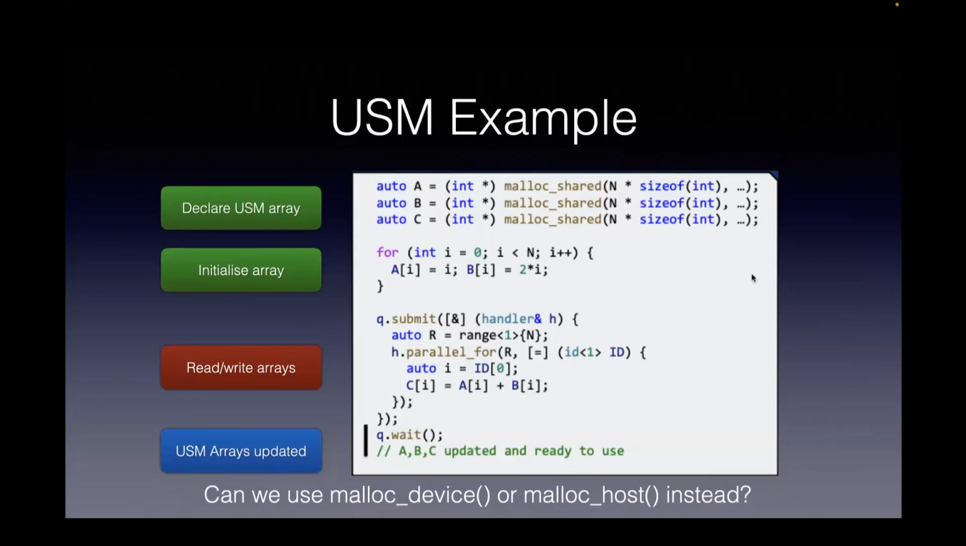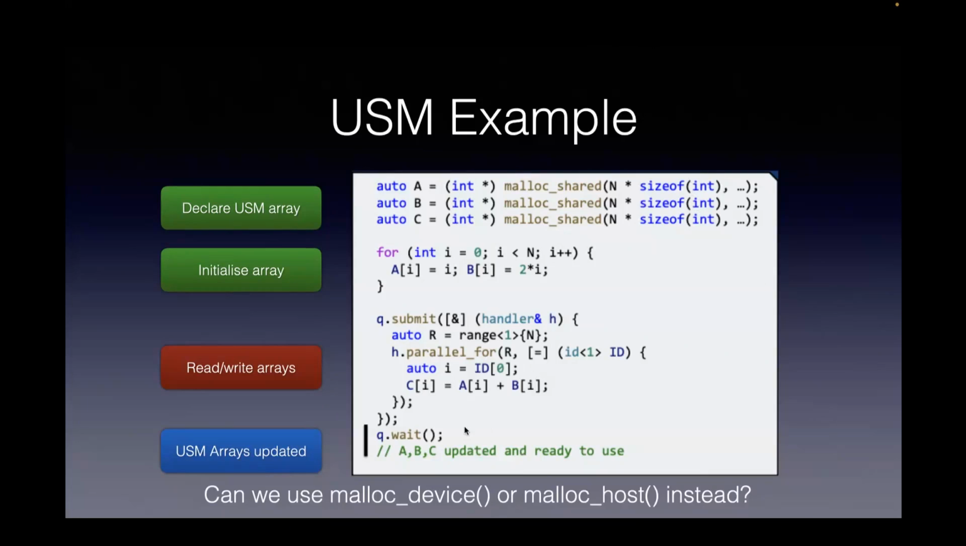I'll try this. So C can be malloc_device. C can be malloc_device, yes. Whereas A and B... But you can't access C outside. Yes, we won't be able to use it later after q.wait. That is yes. But A and B can be malloc_host.